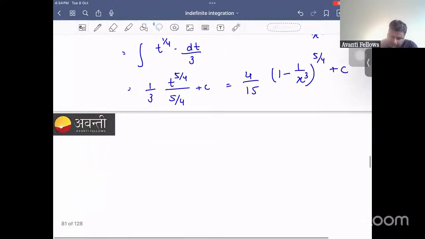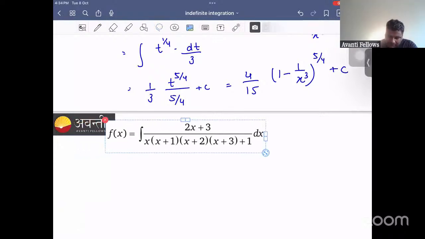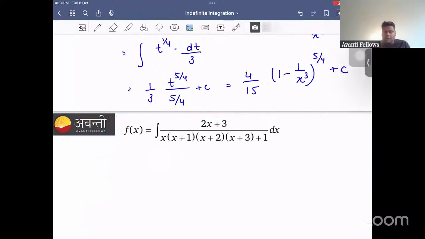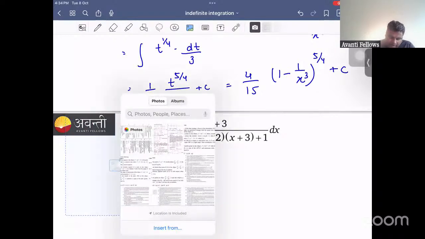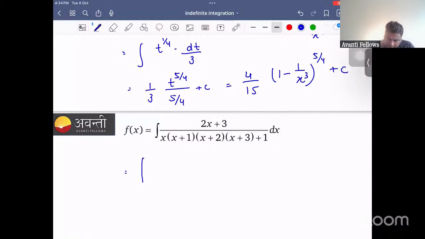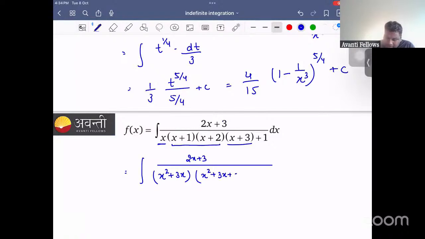The question is this. Integration of (2x plus 3) upon (x plus 1)(x plus 2)(x plus 3) plus 1. So what do I see here? That it is 2x plus 3 in the numerator. If you multiply x and x plus 3, it is x square plus 3x. If you multiply these two, it is x square plus 3x plus 2 and this plus 1 separate. Am I correct?